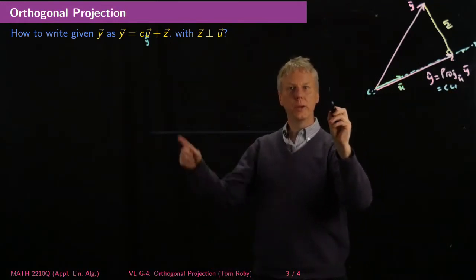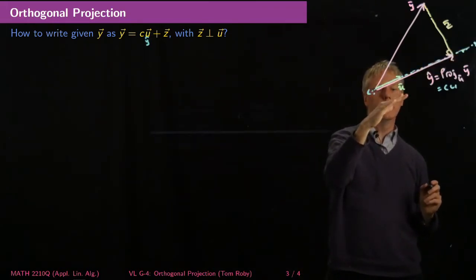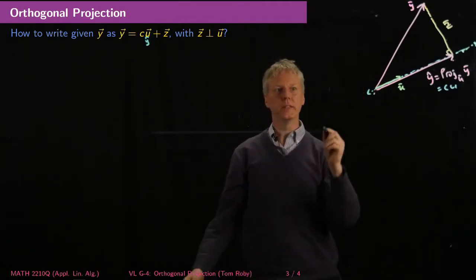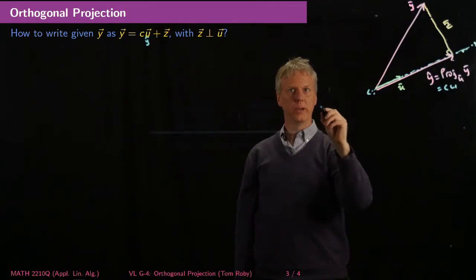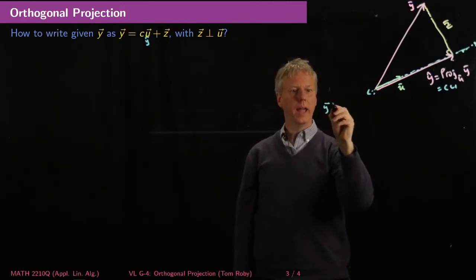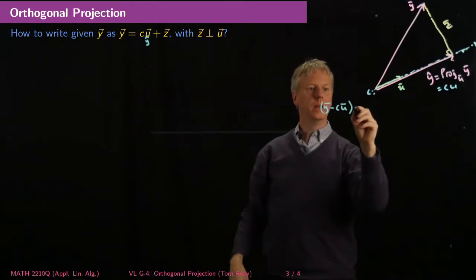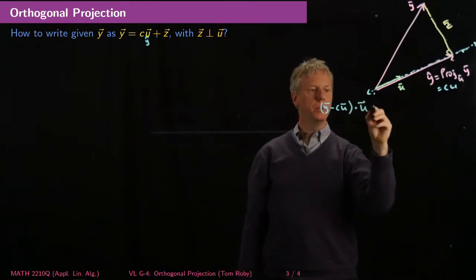So now what do I do? Because I want to figure out what c is. I want to figure out how many times the length of u, positive or negative possibly, I have to use to get this. So here's the equation I need to write down, which is y hat minus c times u, that's z, right, by this formula. And that needs to be perpendicular to u, which means that when I dot it with u, I should get 0.